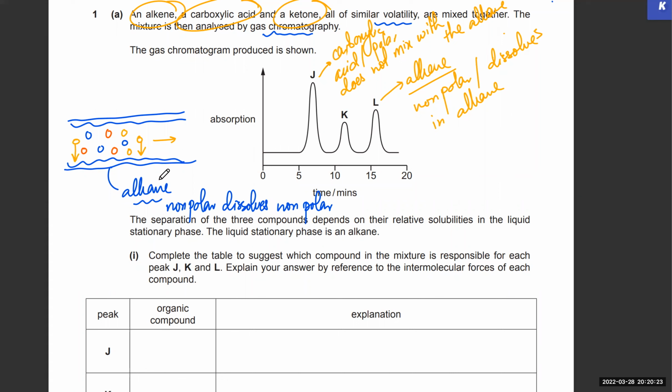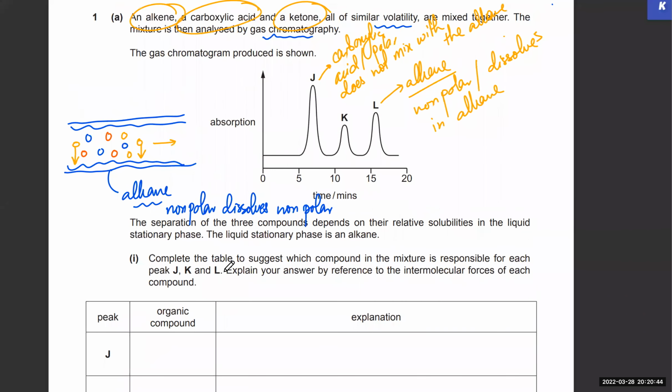And the carboxylic acid is going to take the shortest time to move through the tube. Why? Because a carboxylic acid forms hydrogen bonds and an alkane does not form hydrogen bonds. So whatever liquid is lining this tube, the carboxylic acid will not mix with that and it will continue to move forward.